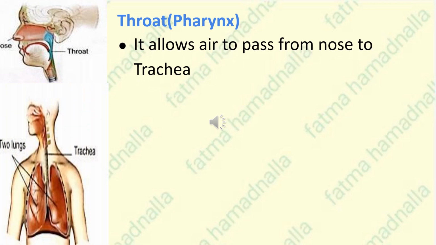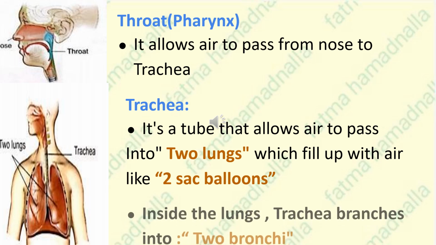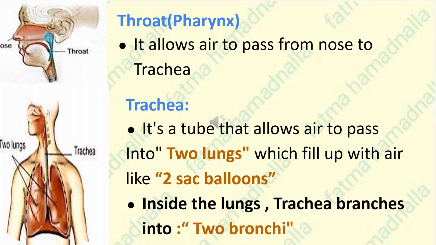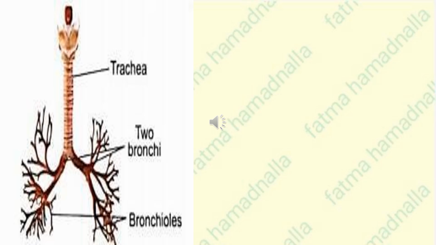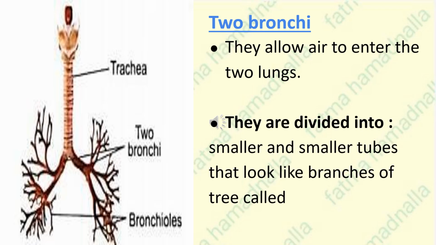The trachea. It's a tube that allows air to pass into the two lungs, which fill up with air like two sac balloons. Inside the lungs, the trachea branches into two bronchi. The two bronchi. They allow air to enter the two lungs. They are divided into smaller and smaller tubes that look like branches of a tree, called bronchioles.